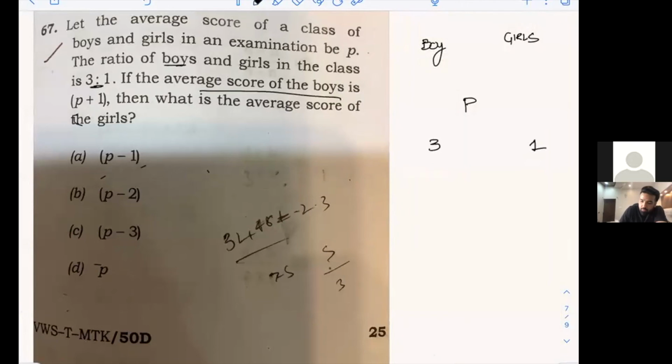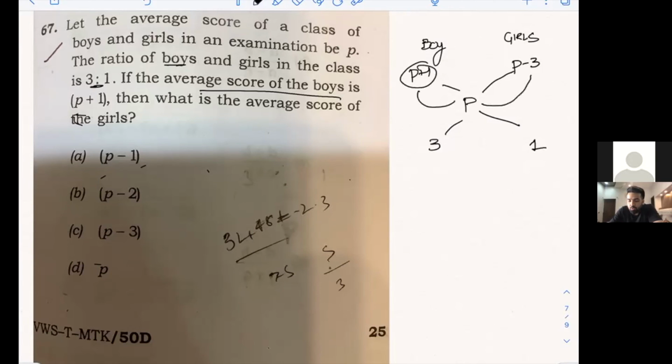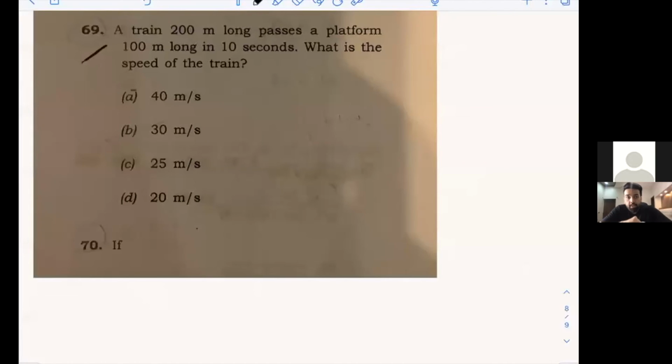The average score of the boys is P plus 1. इसको और इसको सब्ट्रैक्ट किया 1 आ जाएगा. इसको बनाने के लिए आपको सब्ट्रैक्शन करना पड़ेगा तो P माइनस 3 आ जाएगा. P माइनस 3 माइनस P इज 3. P प्लस 1 माइनस P इज, पहले क्या होता है इसको इससे सब्ट्रैक्ट करते हैं, सेकंड केस में इसको इससे सब्ट्रैक्ट करेंगे. So what's my answer is P minus 3. Again, 1 minute question provided. Okay, sorry, really. Moving to the next question.